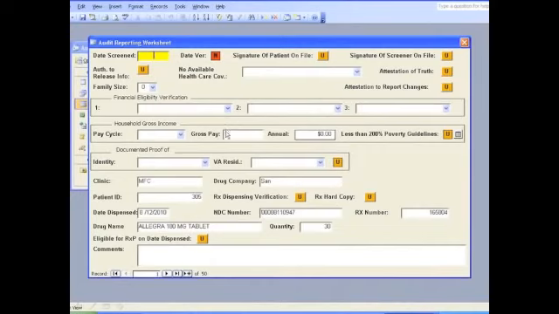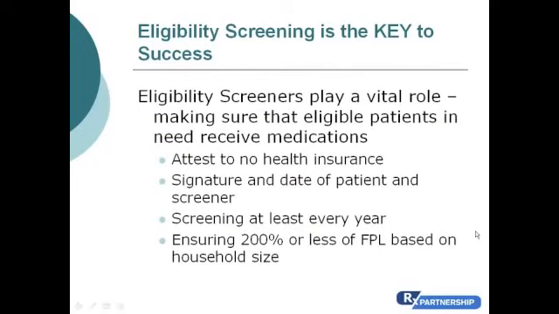Because it is so crucial, it really is important to do what you can to thank those eligibility screeners for their hard work, give them the tools and resources that they need to succeed, and that's where training really makes such a huge difference.